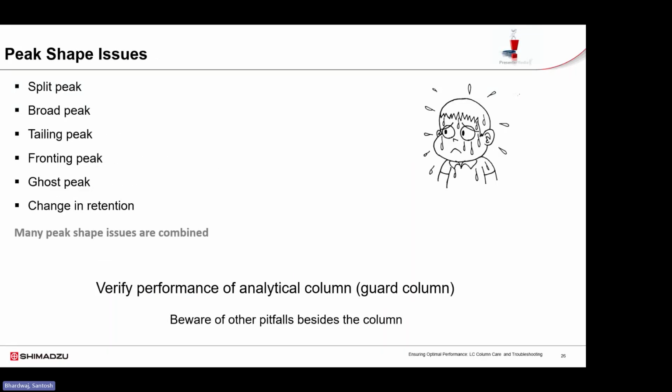Peak shape is an important indicator of the health of your column and overall LC system. Common peak shape problems include splitting, tailing, fronting, broadening, ghost peaks, and changes in the retention time as well. These issues often have multiple possible causes such as column contamination, problems with the guard column, overloading the column, or extra column dead volume. By carefully observing and understanding peak shapes, you can quickly identify underlying problems and take the appropriate corrective action before they affect data quality.